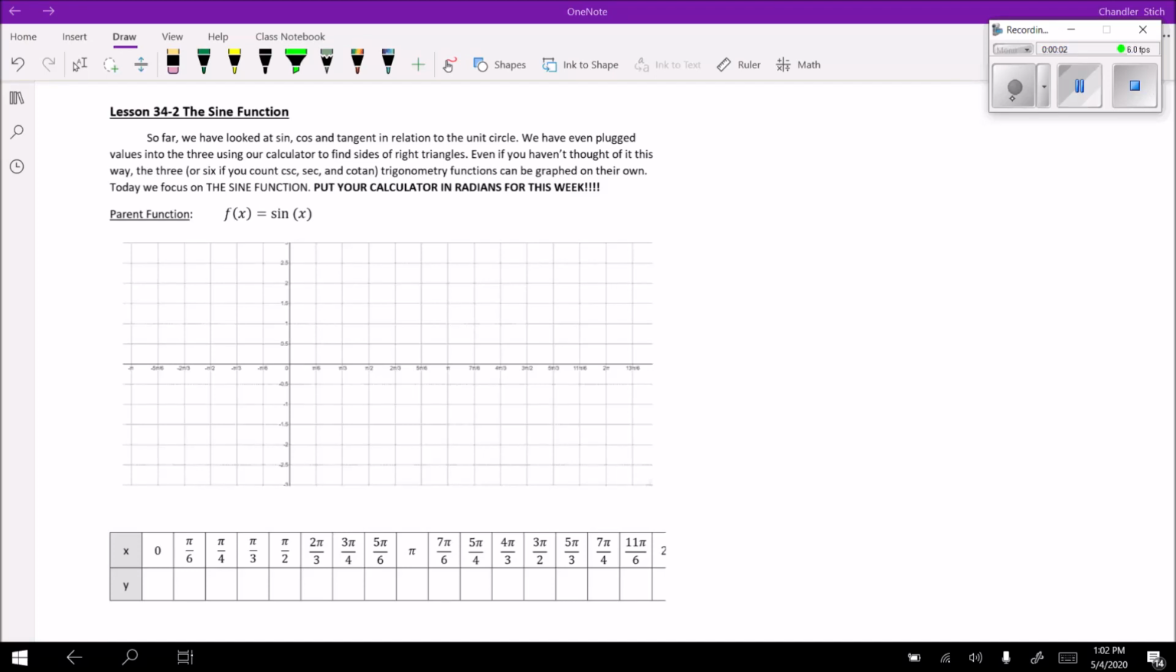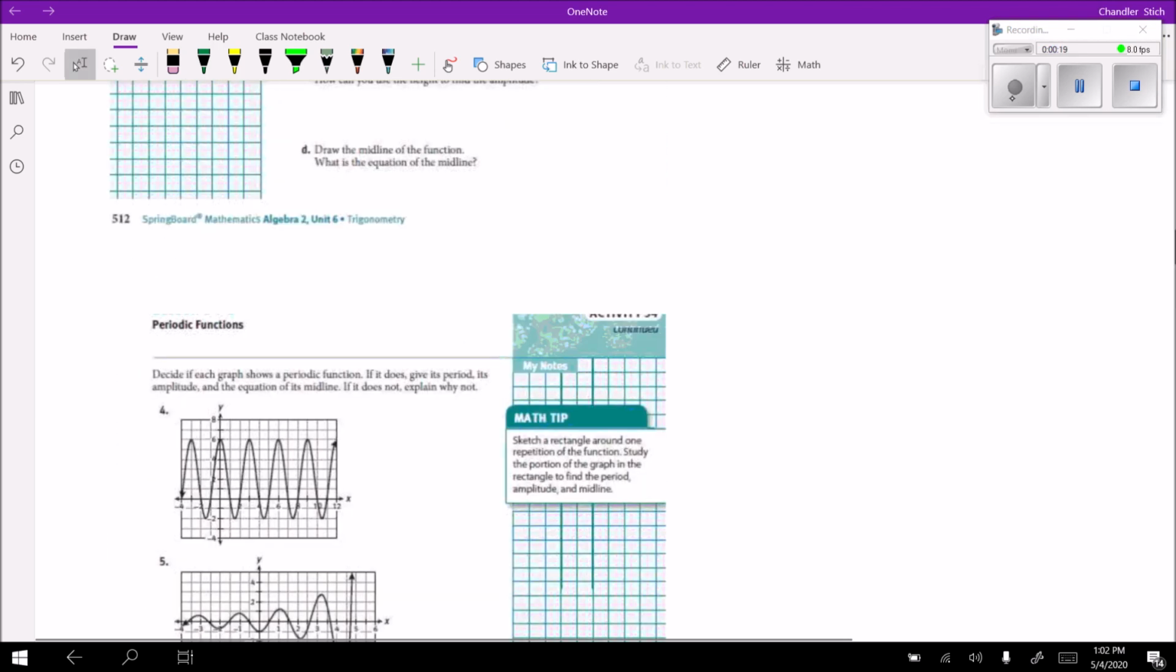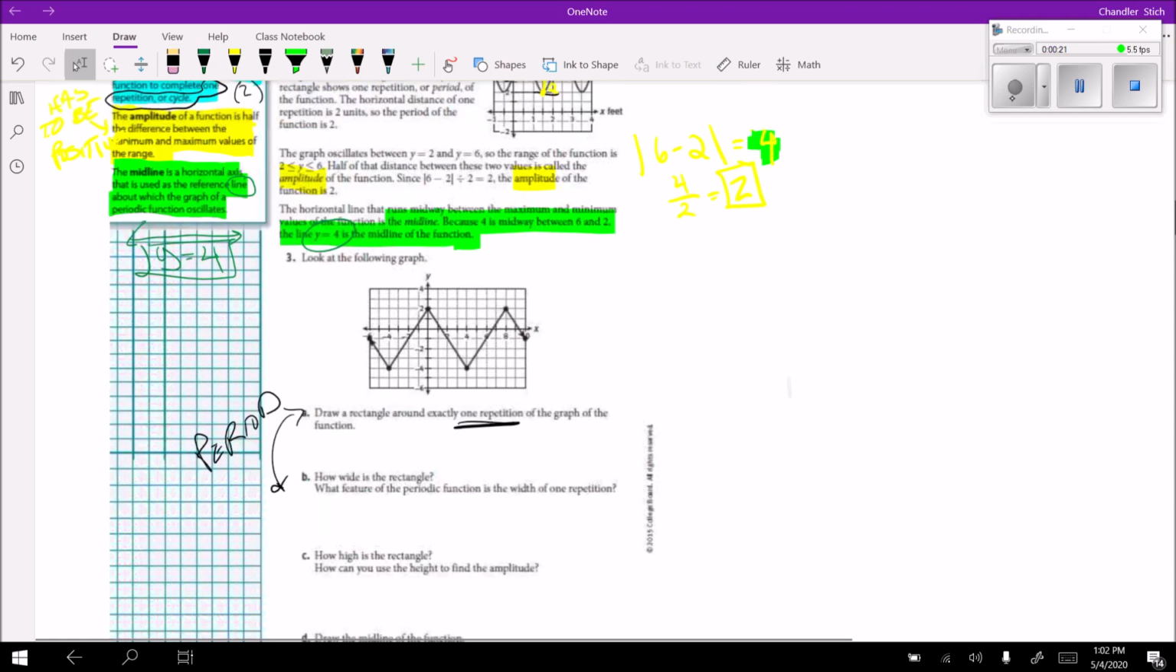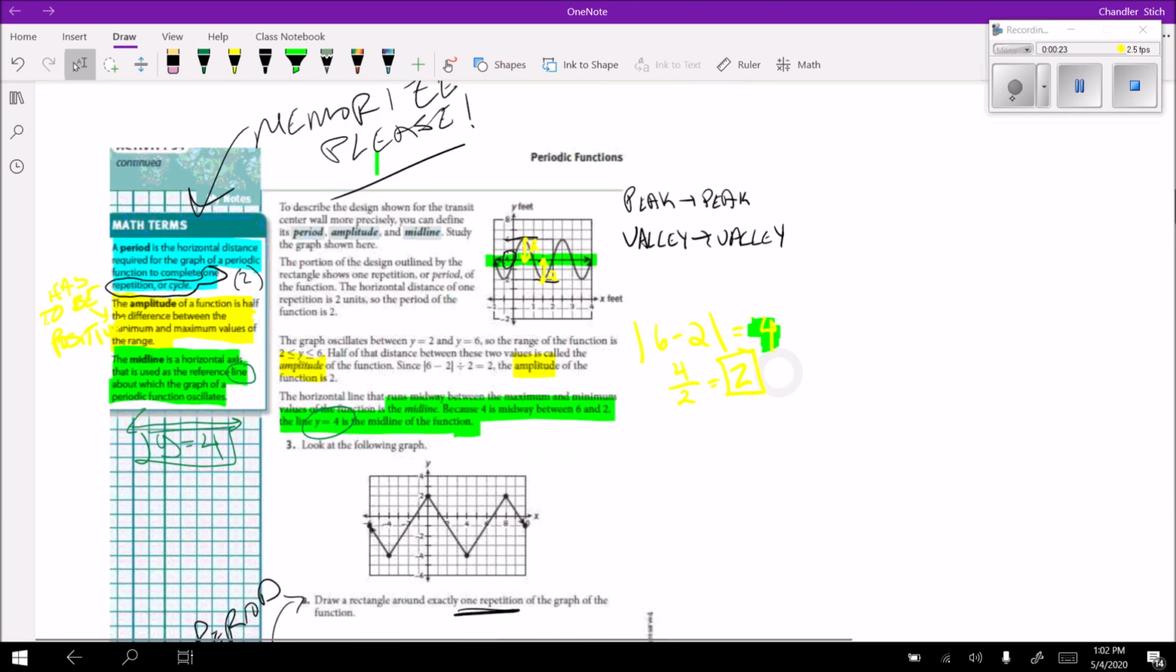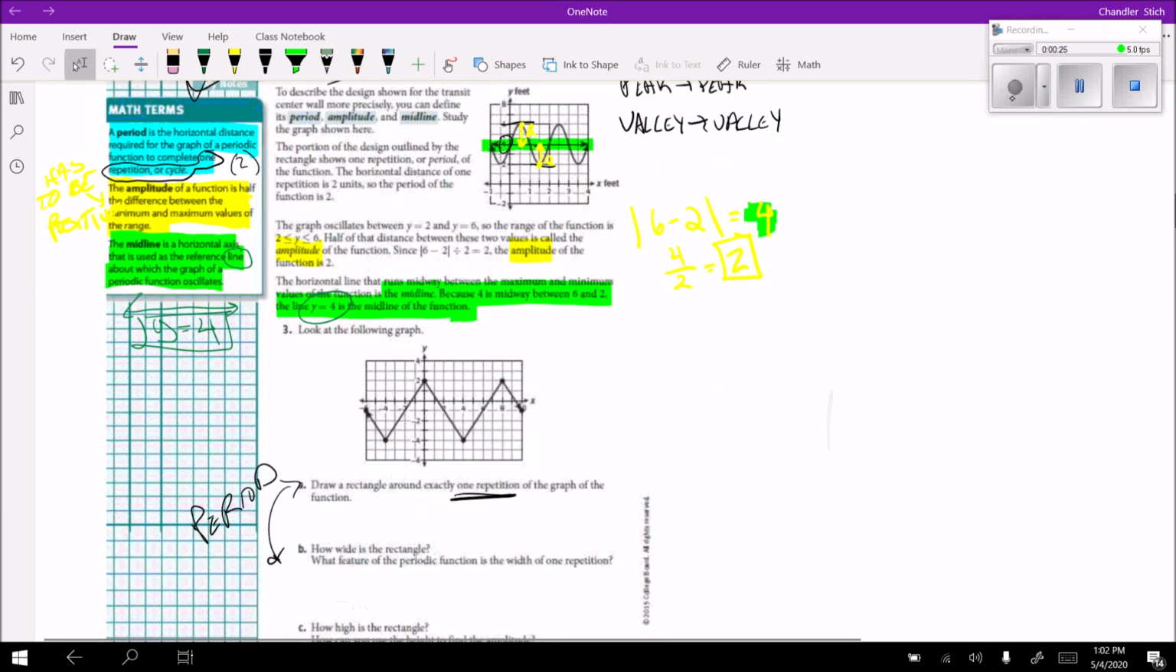Alright, so this is the second day of us graphing or talking about periodic functions and what they look like. Now you've seen the period, the midline, the amplitude, right? So you've seen all of these things up here. This is where we did all this yesterday.